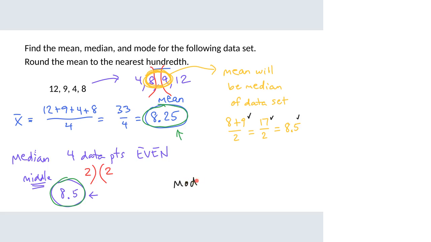Finally, here we need the mode. What's the mode of this data set? And I guess what I'm saying then is, if you were asked for the mode, what would you give? Perfect. There is no mode. That's exactly right, Ashley. Thanks for that.